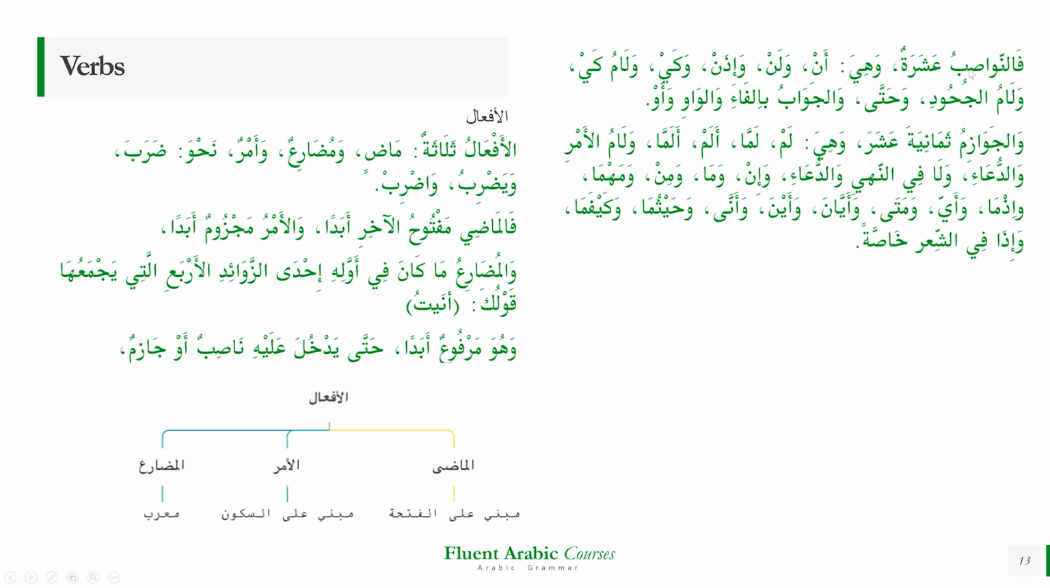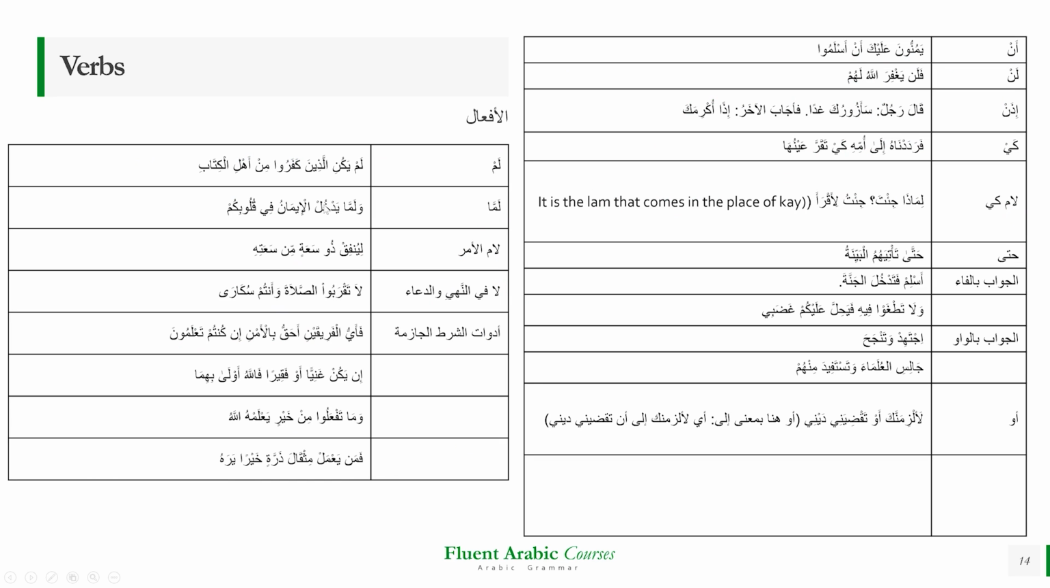So these are the nawasib and the jawazim. And let's look at them in more detail along with some examples. So first we have the jawazim. لم يكن الذين كفروا من أهل الكتاب. An ayah from the Quran.